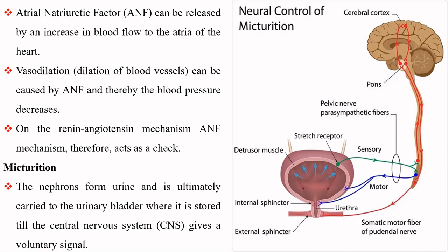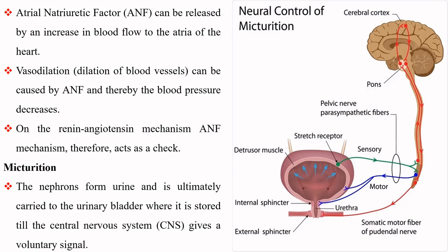Atrial natriuretic factor can be released by an increase in blood flow to the atria of the heart. Vasodilation can be caused by the ANF, and thereby the blood pressure decreases. Therefore, the ANF mechanism acts as a check on the renin-angiotensin mechanism.